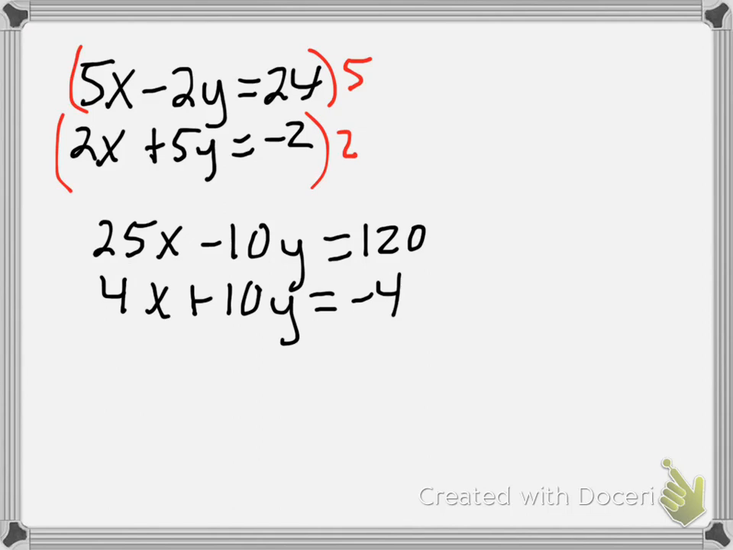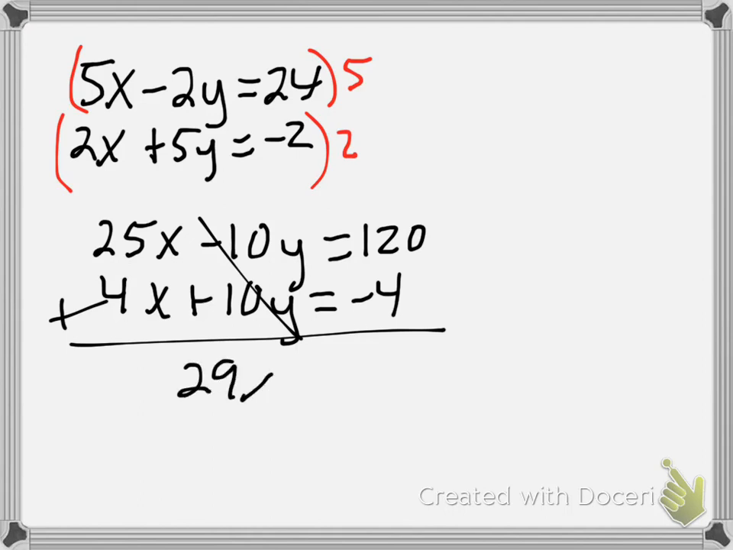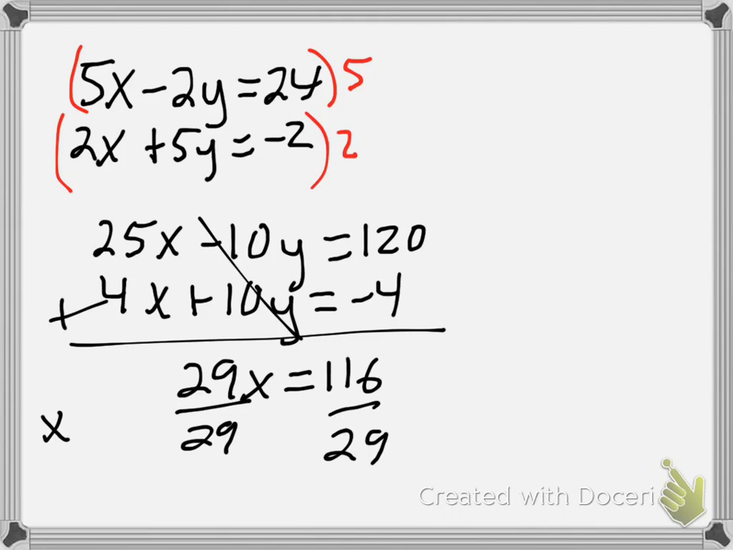Well, as I can see, my y values will now cancel, so I can eliminate that one. So I get 29x is equal to 116. We divide by 29 to both sides, I get that x is equal to 4. Okay, so there's one of my equations, or one of my variables, I should say.